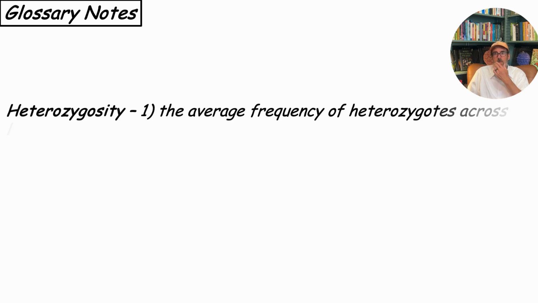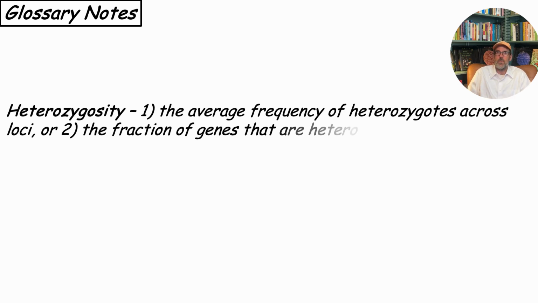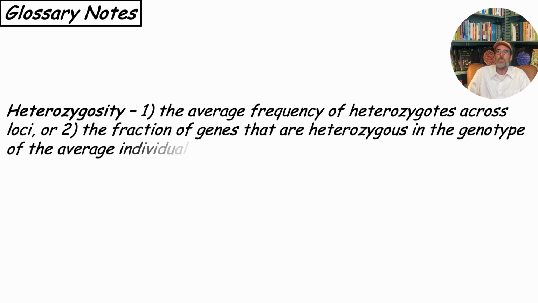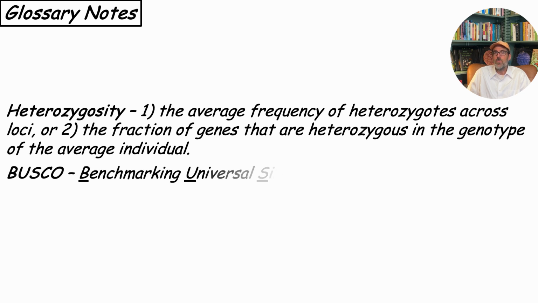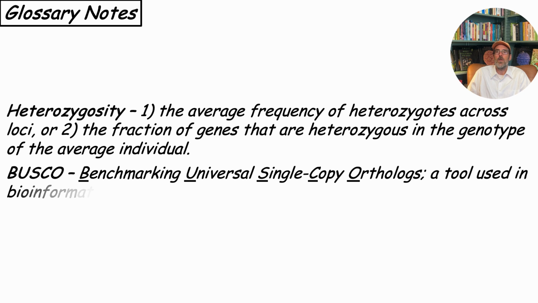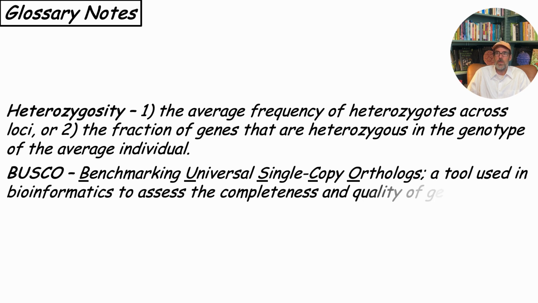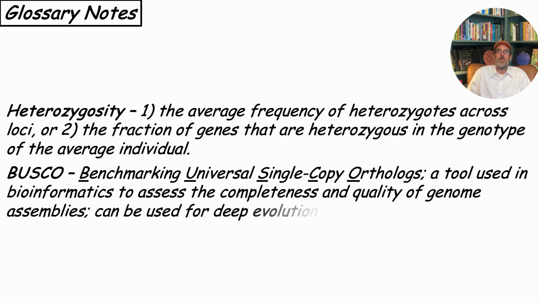So let me go over some notes. Heterozygosity is the average frequency of heterozygotes across loci, or to a different definition, the fraction of genes that are heterozygous in the genotype of the average individual. BUSCO is a benchmarking universal single copy ortholog. That's a big phrase. It's a single copy ortholog.